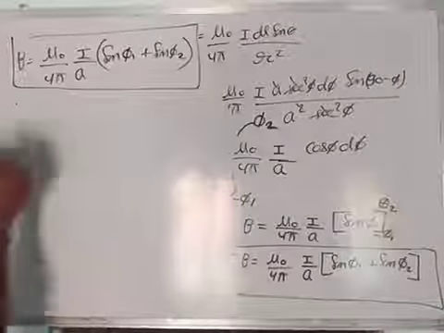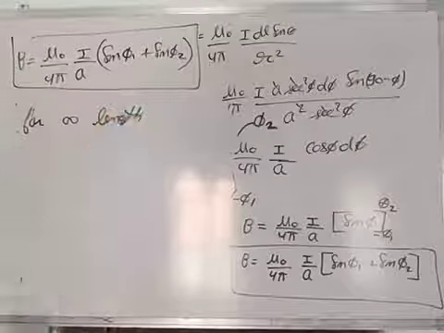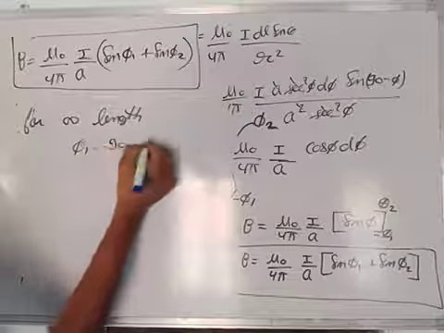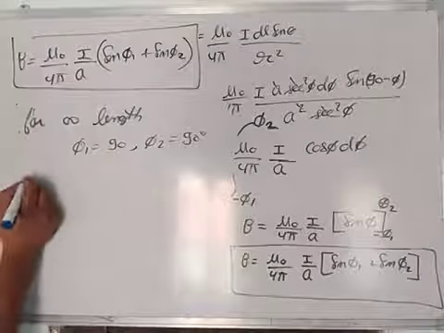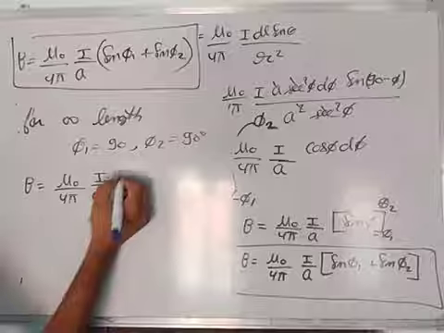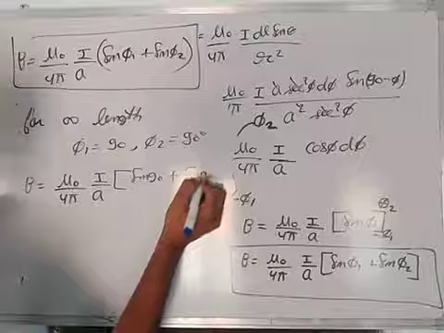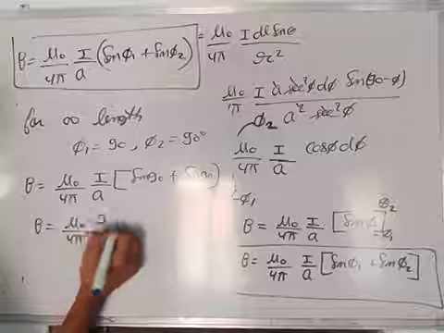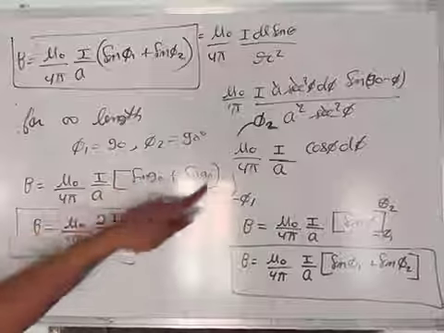Then we can write, for infinite length, φ₁ equals 90 degrees and φ₂ also equals 90 degrees. Substitute these values: B = μ₀/4π · I/a (sin 90 + sin 90), so B = μ₀/4π · 2I/a. This is also an important result, since sin 90 is 1, and 1 plus 1 is 2.